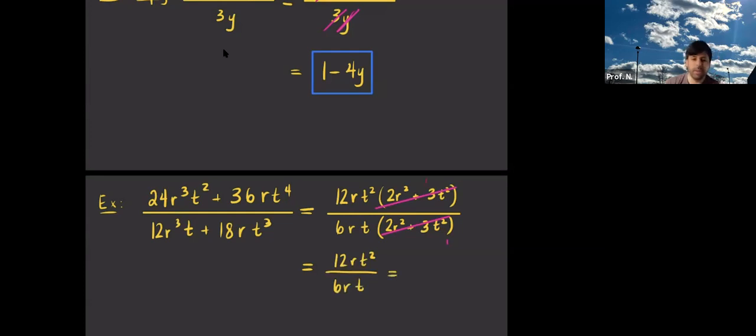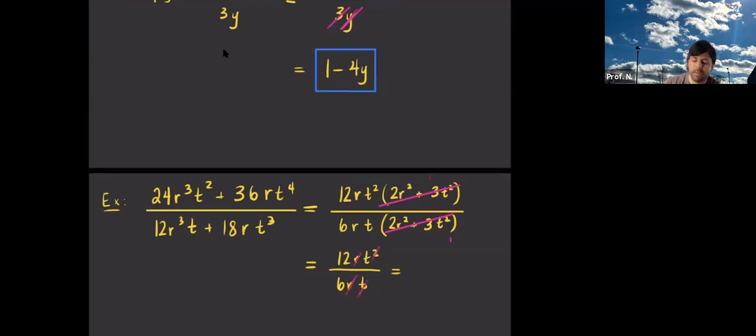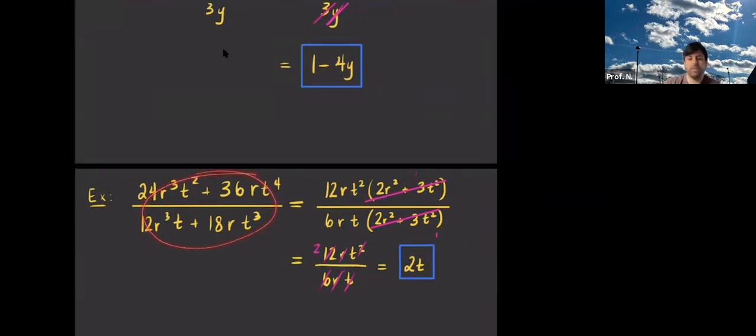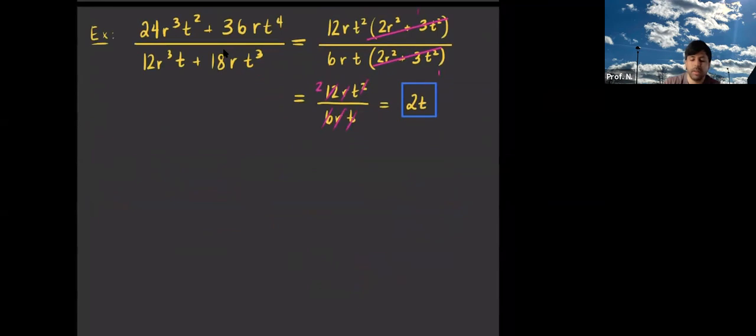And this cancels even further, right? The r's here cancel. Boom, boom. The t's cancel. I'm left with 1t. And the 6 goes into 12 twice. So what's left? 2t. So all of this that we started out with, this rational expression here, simply reduces after we take the GCF on numerator and denominator and cancel things out. We're left with a 2t.